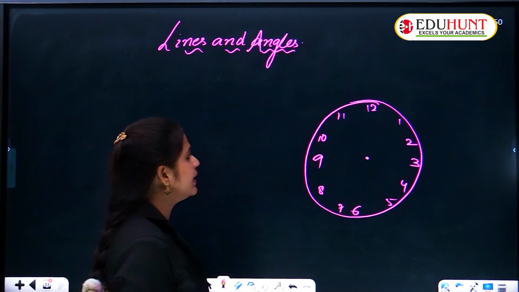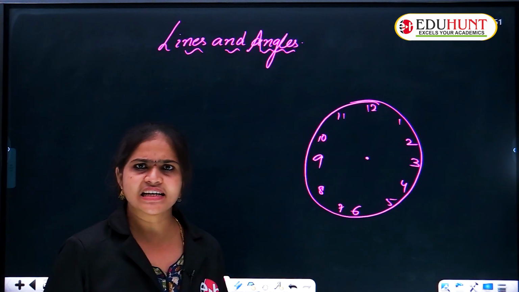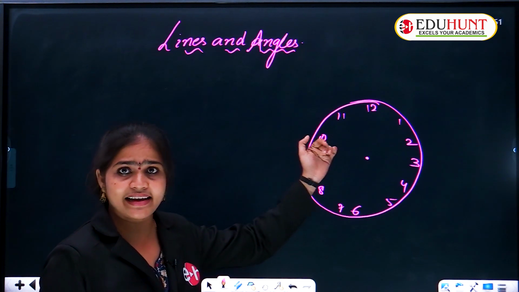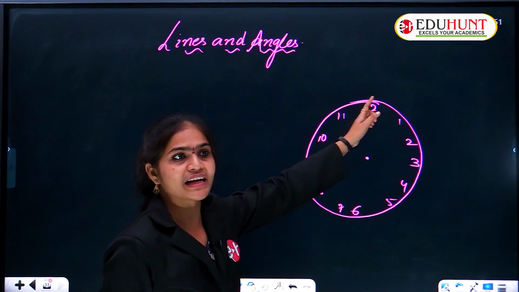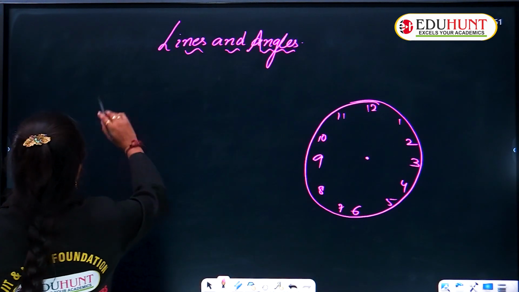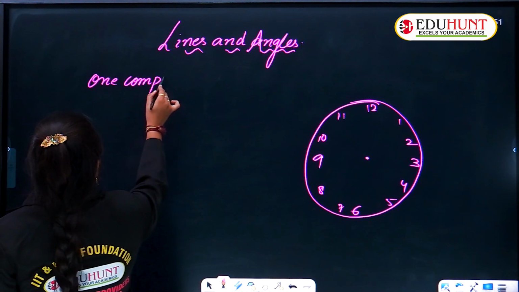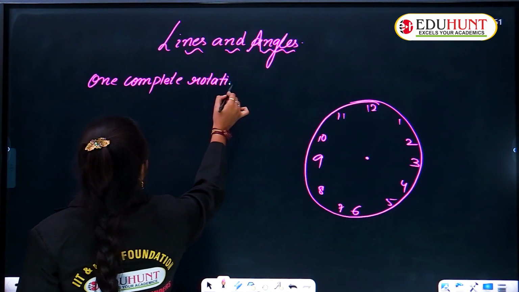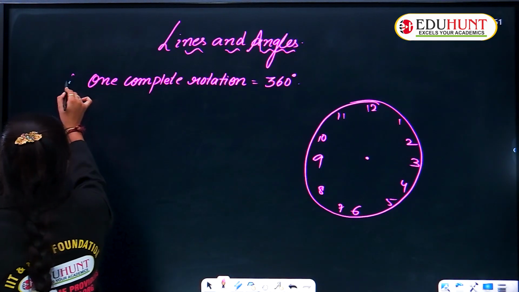Children, observe that a clock has a circular unit, or whatever shape it may be, but inside we have numbers and that forms one complete rotation. One complete rotation is always equal to 360 degrees.